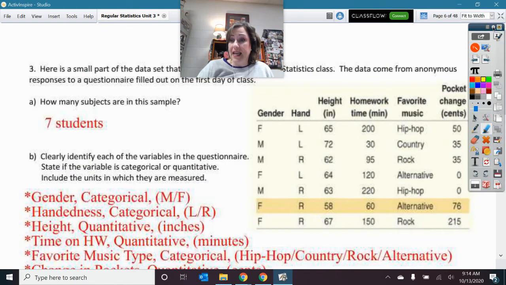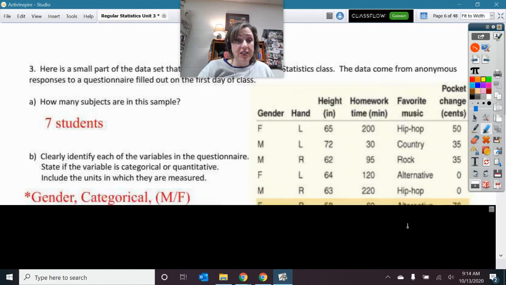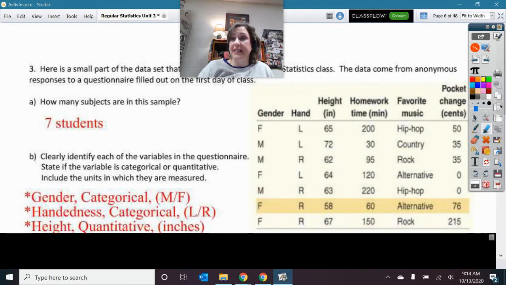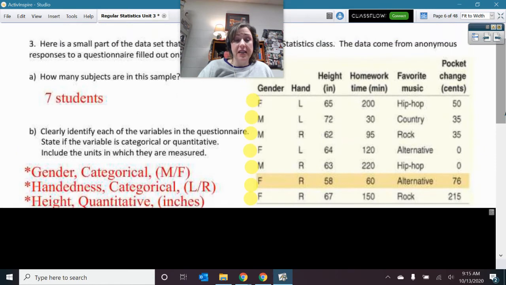All right. Now we've got this here where we had just a chart and we were asked to look and see what all this chart information had. Here each one of the lines was a subject with different qualities. So I can tell from this data that there were 7 people, 4 females and 3 males in this sample. And then identify the different variables.